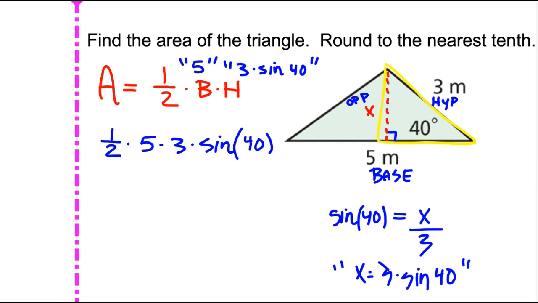Okay, so what did I end up using there? I ended up using the 5 in the formula, didn't I? I ended up using the 3 in the formula, didn't I? And then I ended up using the sine of the angle in the formula, didn't I? And I took 1/2 times all that.